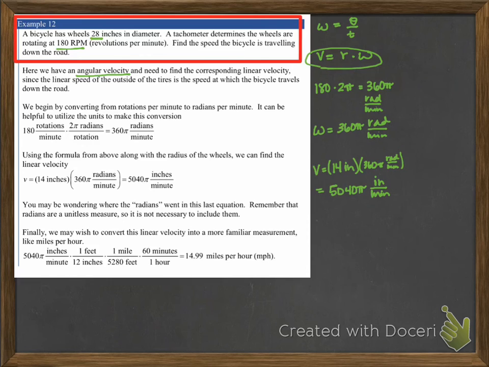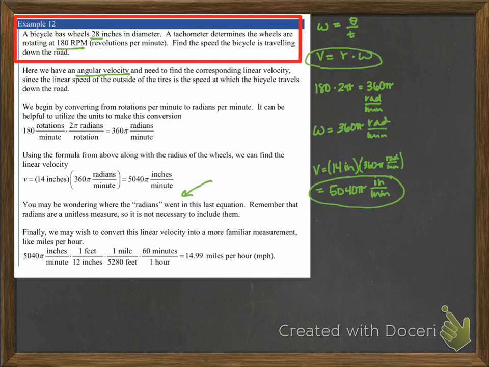Once again, it is super important to make sure you are including all of your units of measurement in here. Okay, so the book brings up, you may be wondering where the radians went. Remember, radians are a unitless measure, so if we don't want to include them, we don't have to include them, but we do have to include all of the other measurements. So, we may wish to convert the linear velocity into a more familiar measurement. So this technically is the final answer.